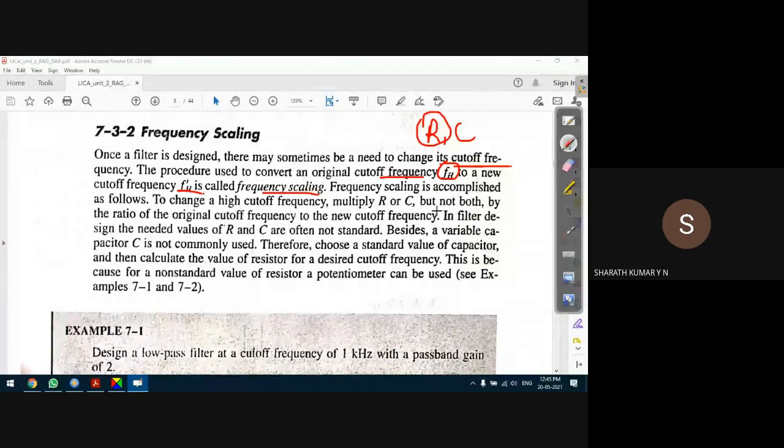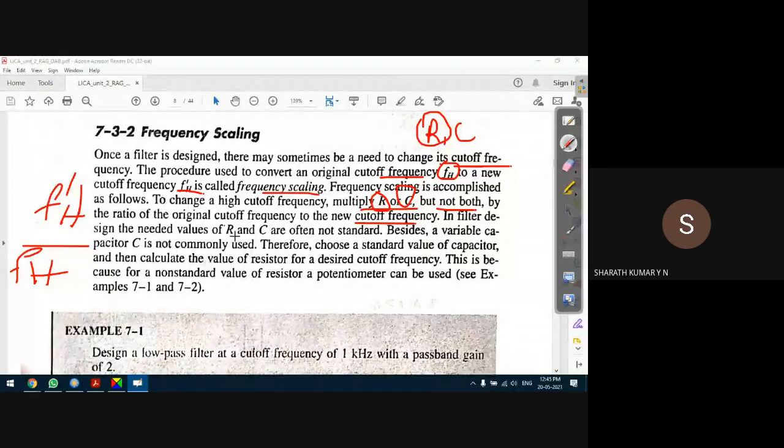multiplying R or C but not both. We change R or C, but not both, by the ratio of the new cutoff frequency to the original cutoff frequency, that is FH dash to FH. This ratio is used to multiply the value of either R or C.